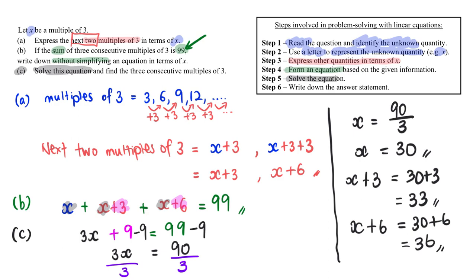And so, finally, the answer statement will be the 3 consecutive multiples are 30, 33, 36.